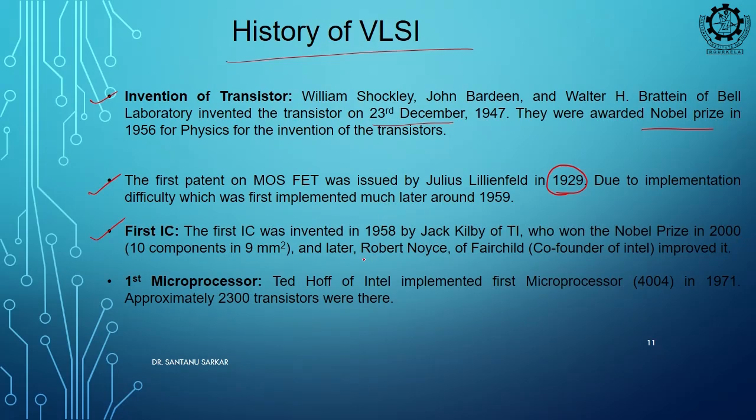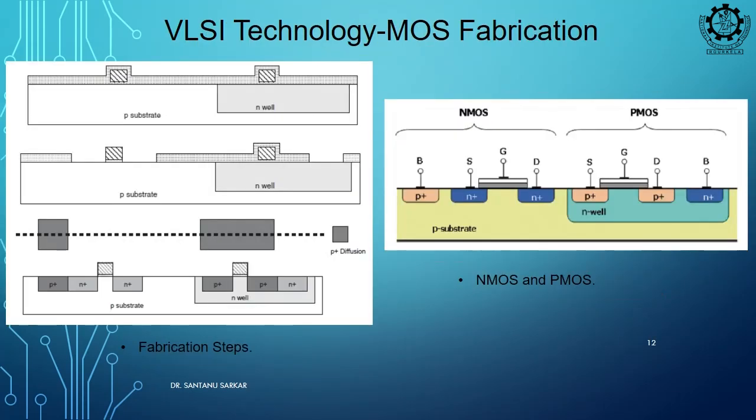Later Robert Noyce of Fairchild also helped in improving it. These are some big people from big companies. The first microprocessor, the 4004, was by Ted Hoff of Intel in 1971, with approximately 2300 transistors. These are a few important milestones that changed the face of the semiconductor industry. This is how the fabrication is done step by step. I hope you are all familiar with this.